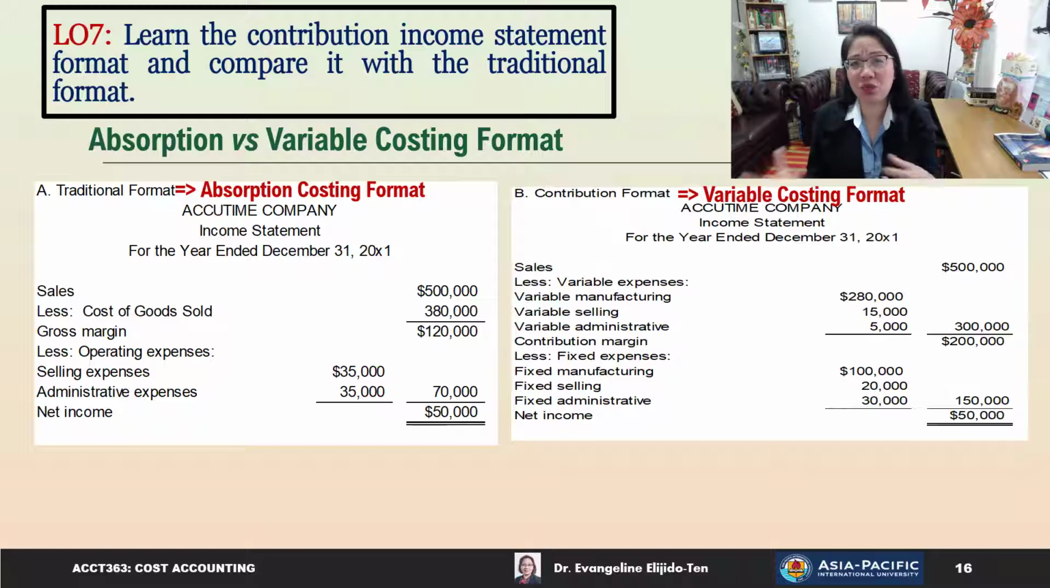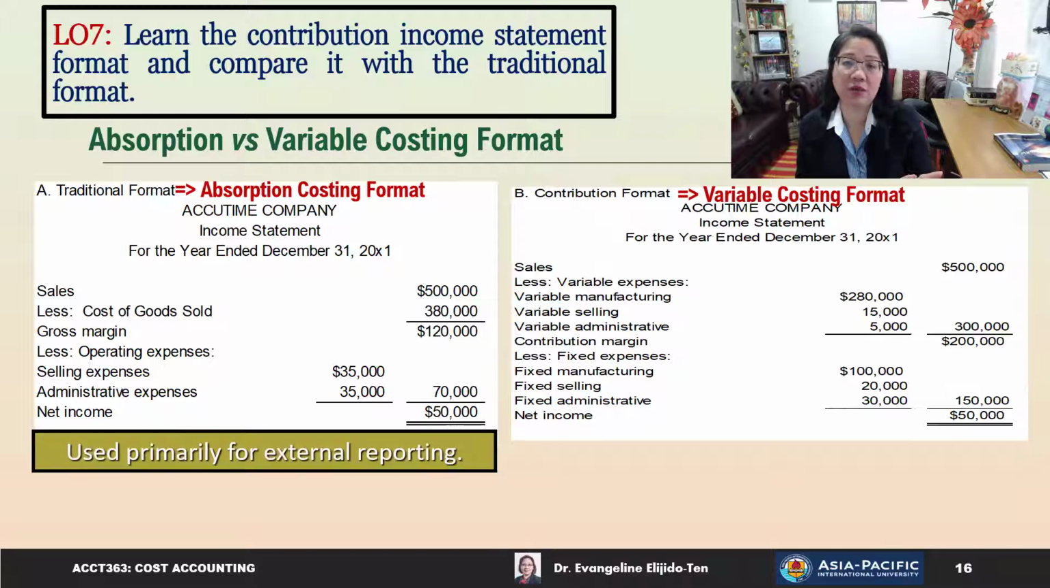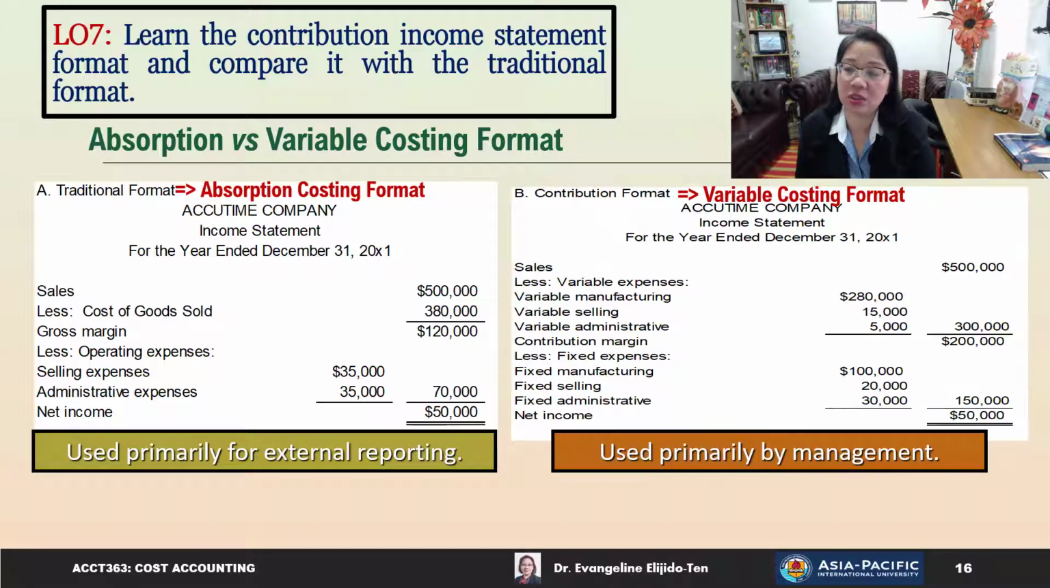So why the two formats? Well, their uses are not exactly the same. The absorption costing format or the traditional format is used primarily for external reporting purposes. And that's why in your financial accounting, that's the format that you normally use. But the variable costing format is used primarily by management. So why the two different formats?